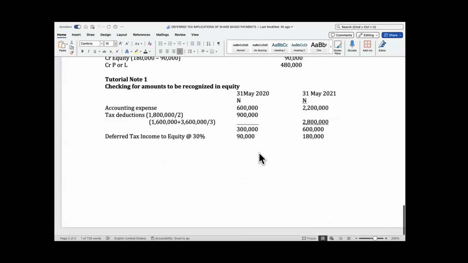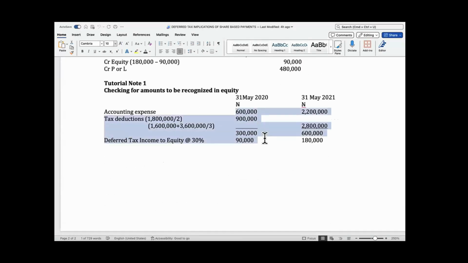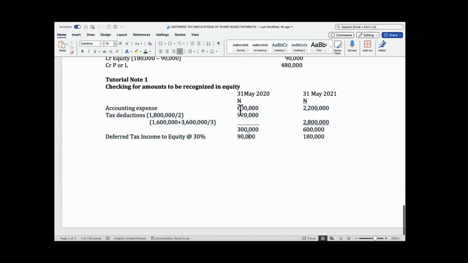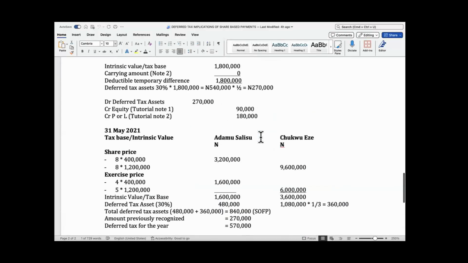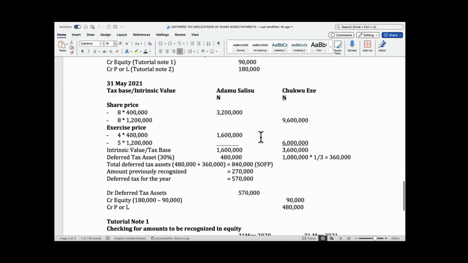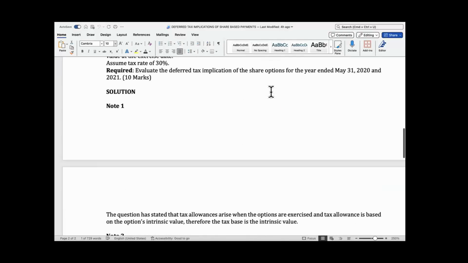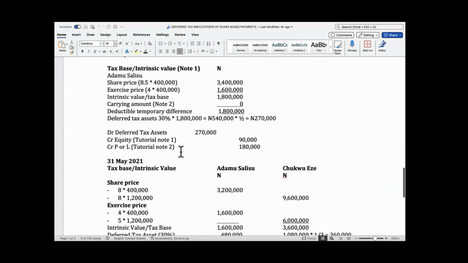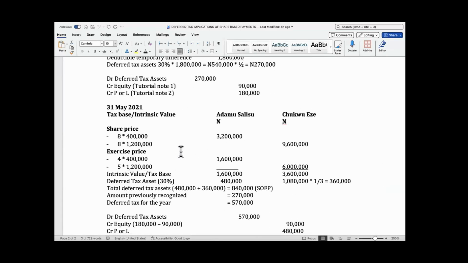Now, I did the workings here, depending on which one. I did only one for you. I compared what you put in your P&L with the intrinsic. Then the intrinsic is higher than it by 300. So that excess, take it to equity. Now, in year 2, right? So Adamu now came in because that's in 2021. No, Adamu, Chukwueze. Now for Chukwueze, again, just get the intrinsic value.